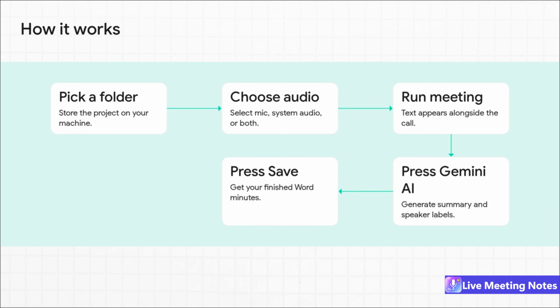Let's see how this all comes together into a really effortless 5-step workflow that literally anyone can use. Step 1. Pick a folder on your computer to store the project. Step 2. Choose your audio sources, mic, speakers, or both. Step 3. Run your meeting as usual while the app transcribes. Step 4. Press stop, and then, only if you want the summary and speaker labels, intentionally hit the Gemini AI button. And Step 5. Press save to get your finished Word minutes. It really is that straightforward.